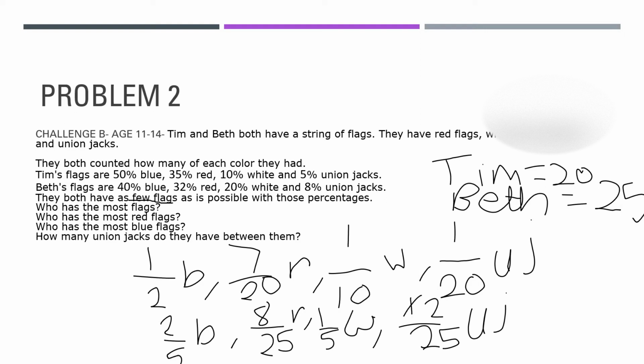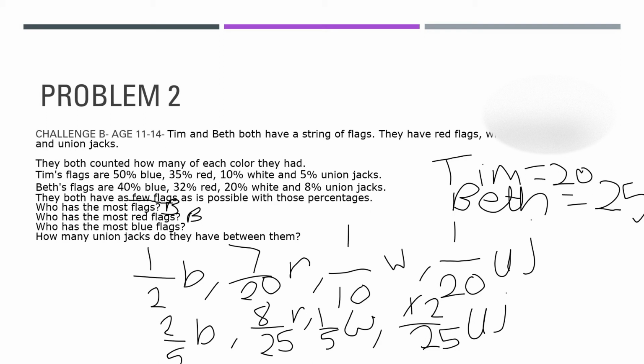Who has the most flags? Well, we obviously know Beth. You should write Beth, but I'm just writing B down because it would be a bit longer. So who has the most red flags? So let's go to red. So Tim has 7 red flags and Beth has 8 red flags. So that obviously means Beth has more. Now, who has the most blue flags?